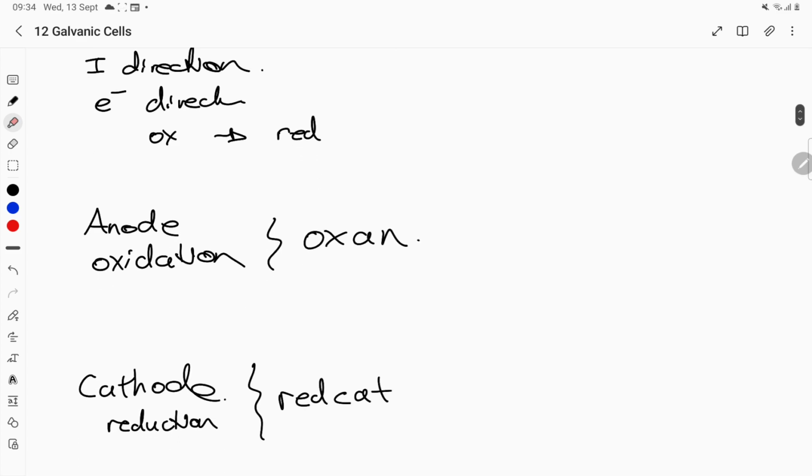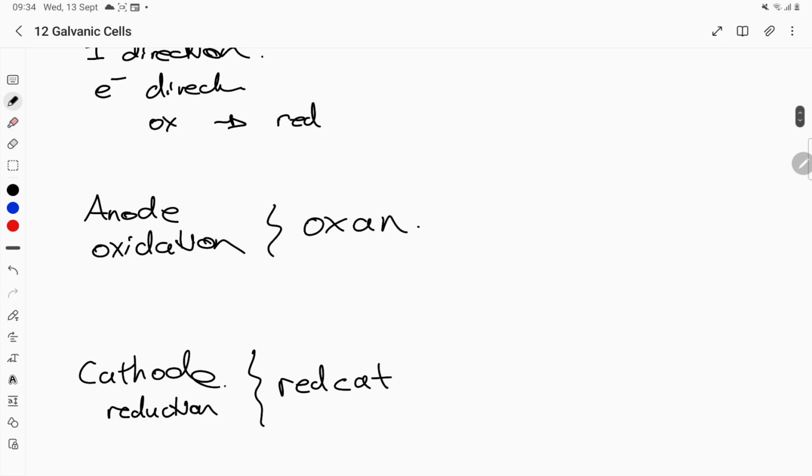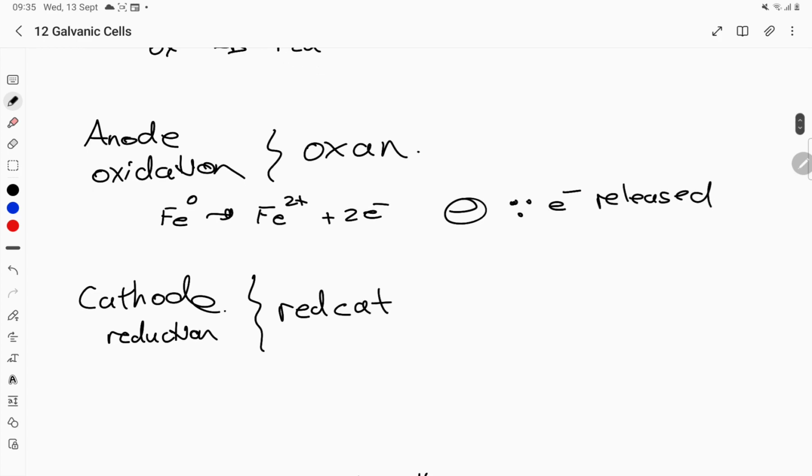Now we said oxidation takes place at the anode. Just for galvanic cells, not for electrolytic, if we have iron forming Fe2+ and 2 electrons, will the anode, where oxidation takes place, be positively or negatively charged? It will be negatively charged, because electrons are released over here. Therefore, the cathode will be positively charged because the electrons are being accepted.